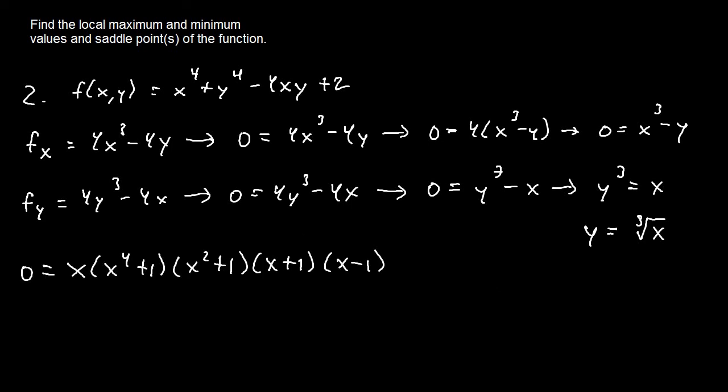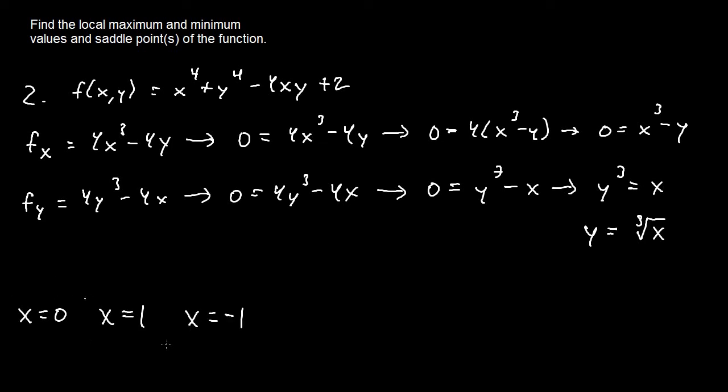So now let's go ahead and solve for those x values. So the first one here is obviously just x equals 0. Now x to the fourth plus 1, realize that it never equals 0. So we can go ahead and cancel that out. X squared plus 1 also never equals 0. It has no real roots. X plus 1 does equal 0 if x equals negative 1. And then x minus 1, if we solve that, set it equal to 0, then x will equal 1.